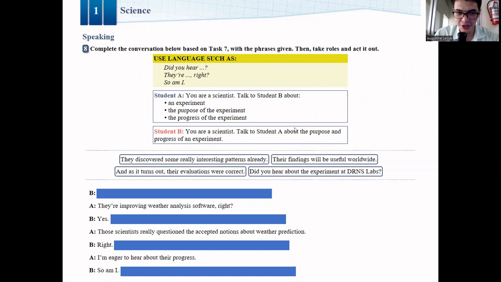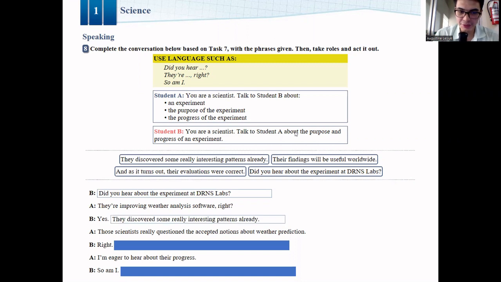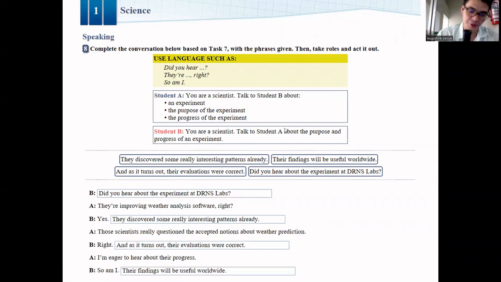All right, so here's the conversation. Did you hear about the experiment at DRNS Labs? They're improving weather analysis software, right? Yes. They discovered some really interesting patterns already. No scientists really question the accepted notions about weather prediction. Right. And as it turns out, their evaluations were correct. I'm eager to hear about their progress. So am I. Their findings will be useful worldwide.